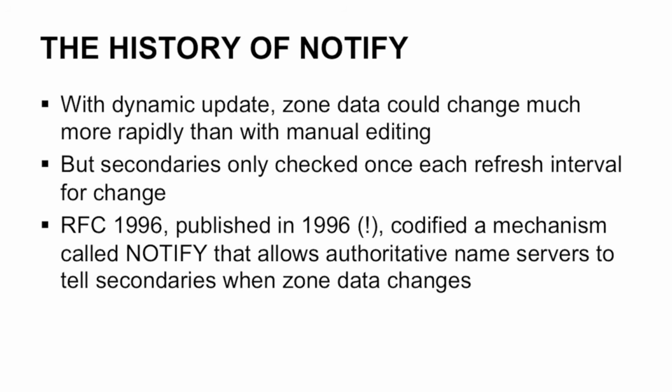With the advent of dynamic update, zone data could change much more frequently than before. Computers could register themselves when they booted or received DHCP leases, but secondary name servers would only pick up changes to the zone when their refresh timers expired. That could mean a substantial wait before all of the authoritative name servers for a zone had new dynamic data. So along with dynamic update came Notify, codified in RFC 1996 and published in, appropriately, the year 1996. Notify allows an authoritative name server for a zone to tell its secondaries when the zone data has changed, so they don't need to wait for the full refresh interval to pass.